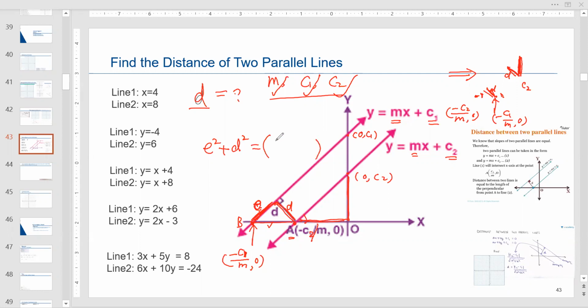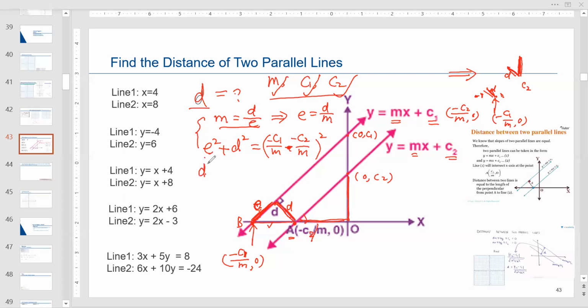What's the distance of this one? This one is negative C1 M minus negative, right? Square. See, we can see it here. And we also know D over E equals M. So what do we got here? We try to say E. This one we can extend as E equals D over M, right? Replace this one right here. So replace this part here.